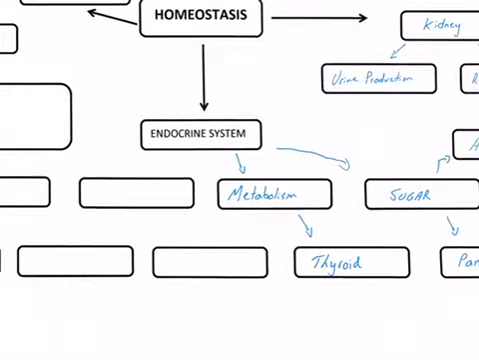So we'll regulate sugar, we're going to regulate metabolism, and we're going to regulate calcium. Calcium levels are actually a fairly important aspect that we don't often understand. Calcium is regulated through the thyroid as well, and it's also regulated through what's called the parathyroid.